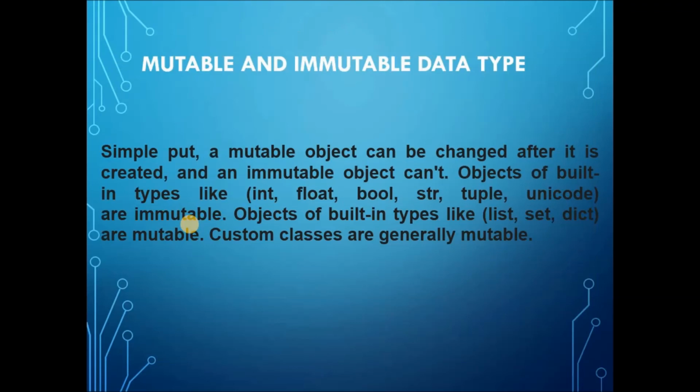After that, mutable and immutable data types: which is an editable data type and which is not editable. Some examples are given here. Immutable: int, float, bool, str, tuple, unicode. These are immutable data that we cannot change. Mutable data types are list, set, and dictionary, which means we can change their values. You will understand when you do everything practically.